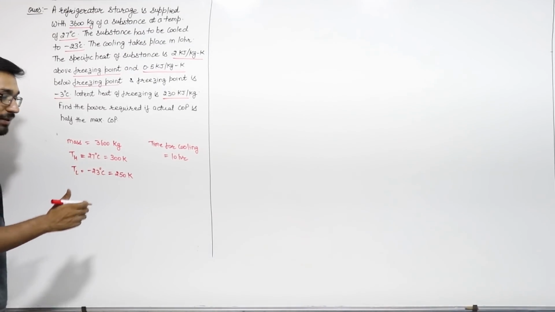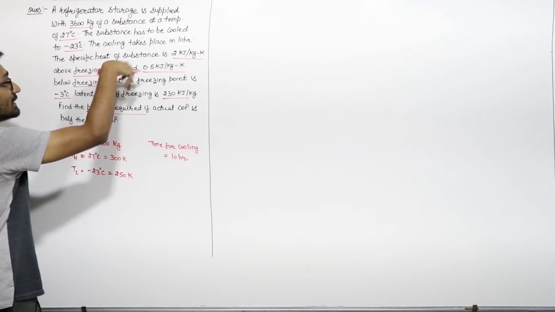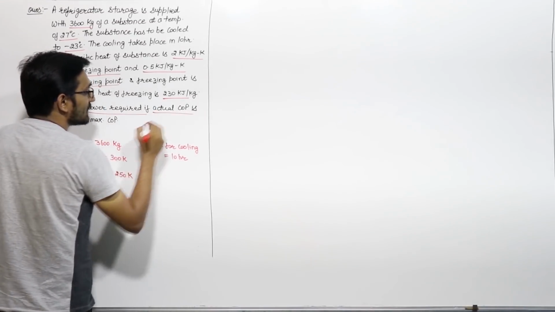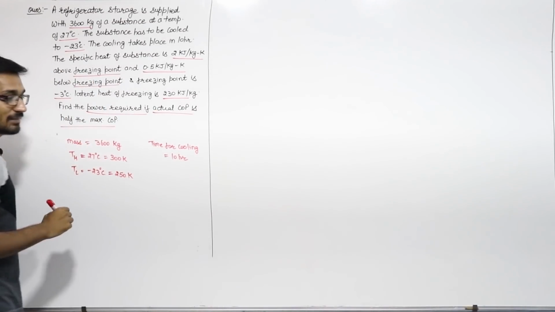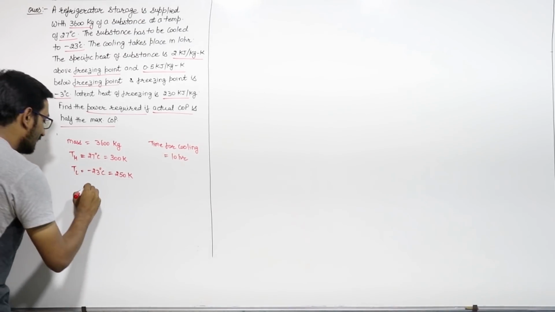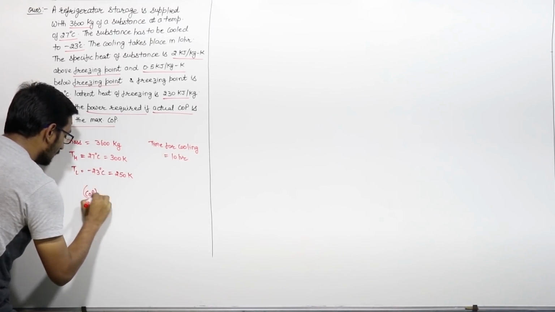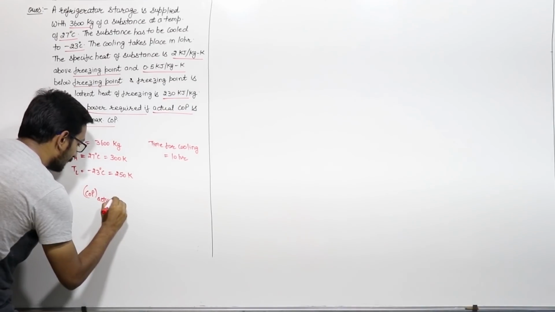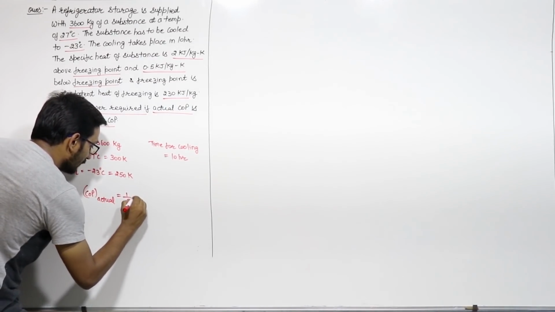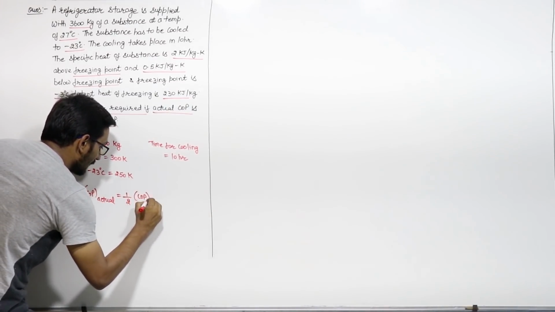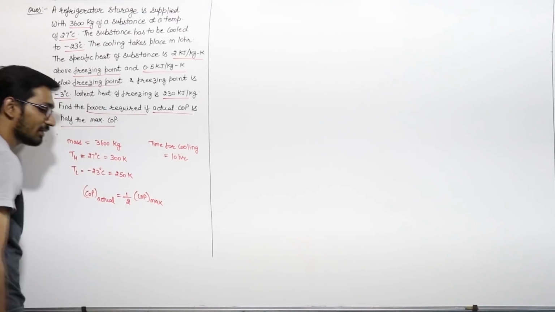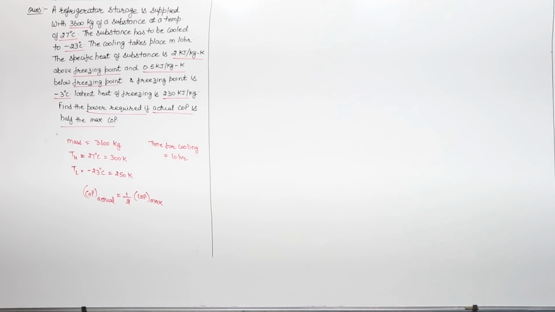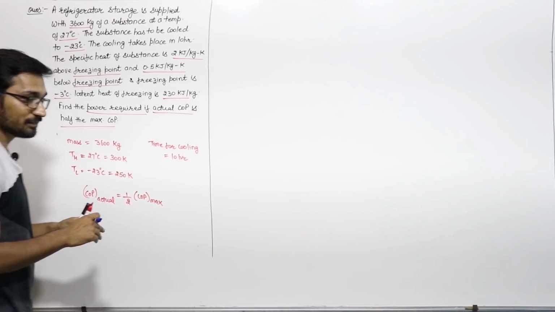We have to find the power required to run this system if the actual COP is half the maximum COP. So it is given that the COP of this actual cycle is equal to 1 by 2 of the maximum COP. Maximum means the COP of the reversed Carnot cycle. This we have to solve. What is the power required? Now, the first step is to find the COP. Let us find the COP first.